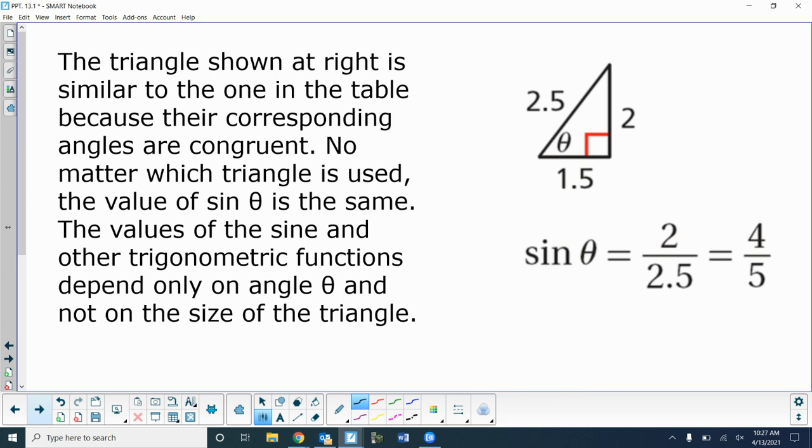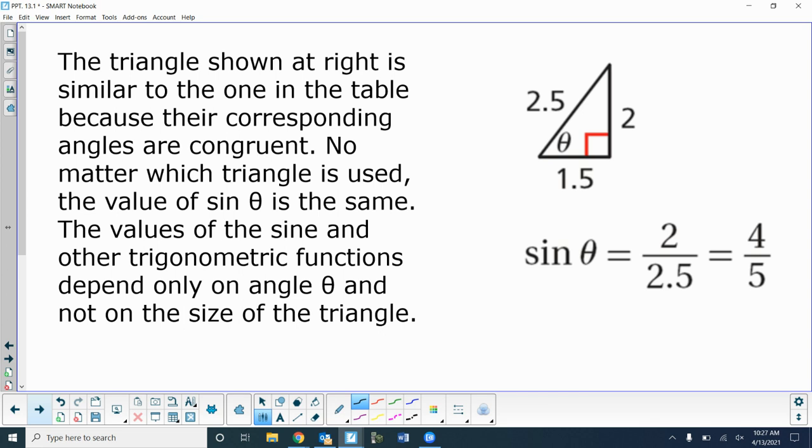Okay. So here we've got another triangle. Theta's in the same spot. So sine, again, is opposite 2 over hypotenuse 2.5. Usually we don't like a decimal inside our fraction, so what they did is they doubled both of those. So 2 doubled is 4, and 2.5 doubled is 5. Okay? So it's similar to the one in the table we just did.